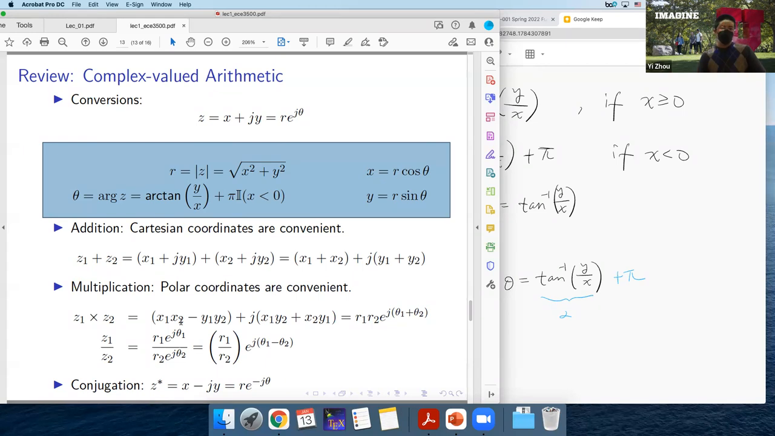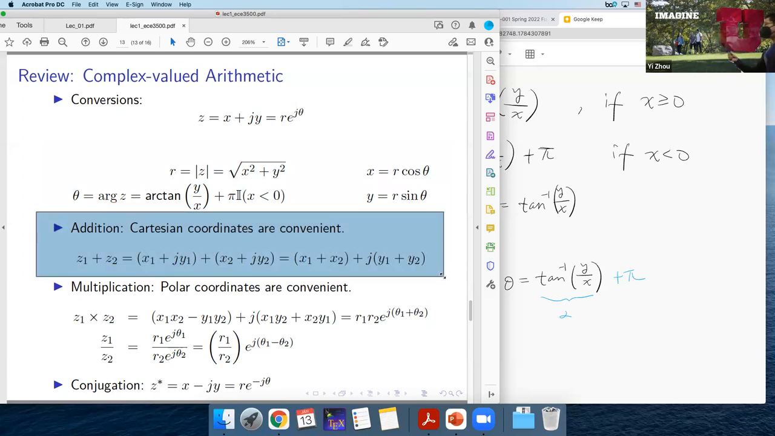And then we need to do a lot of calculations regarding complex numbers. Obviously, as for real numbers, we do addition, subtraction, multiplication, division. Everything is the same here for complex numbers. Addition for complex numbers is very straightforward. If we want to add two complex numbers, we write out their standard Cartesian form. So C1 is X1 plus JY1, C2 is X2 plus JY2. And we just combine the real parts and the imaginary parts together, respectively. So it is very convenient to do addition using the Cartesian form, because it is already in a standard addition form.